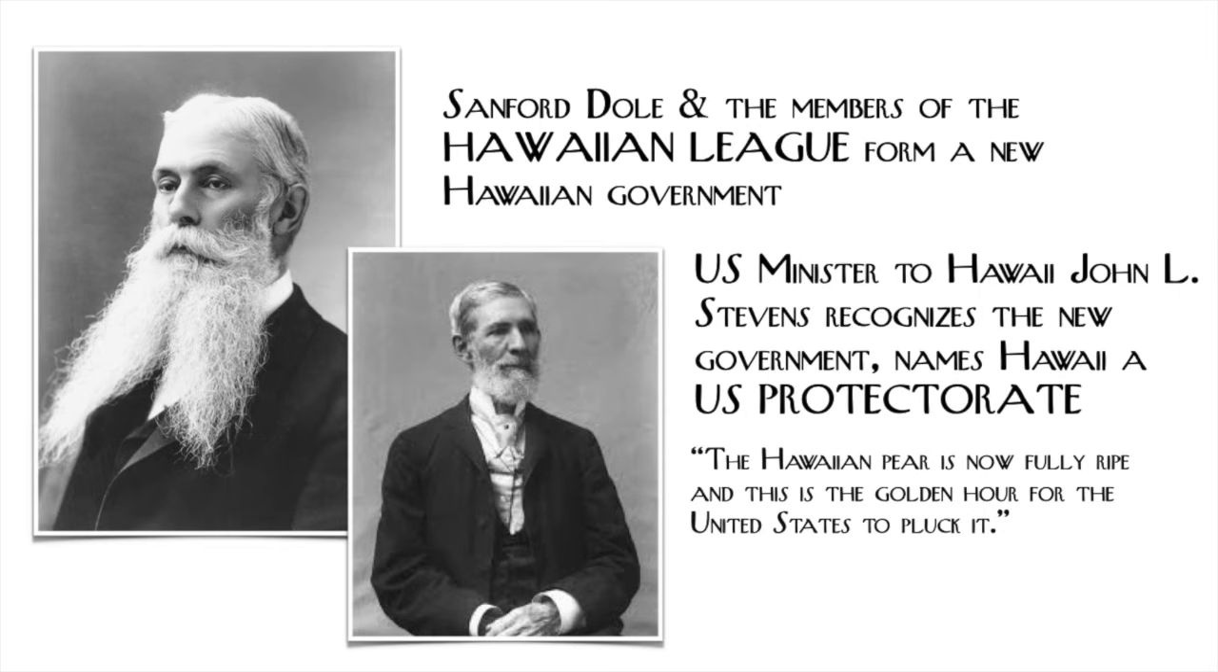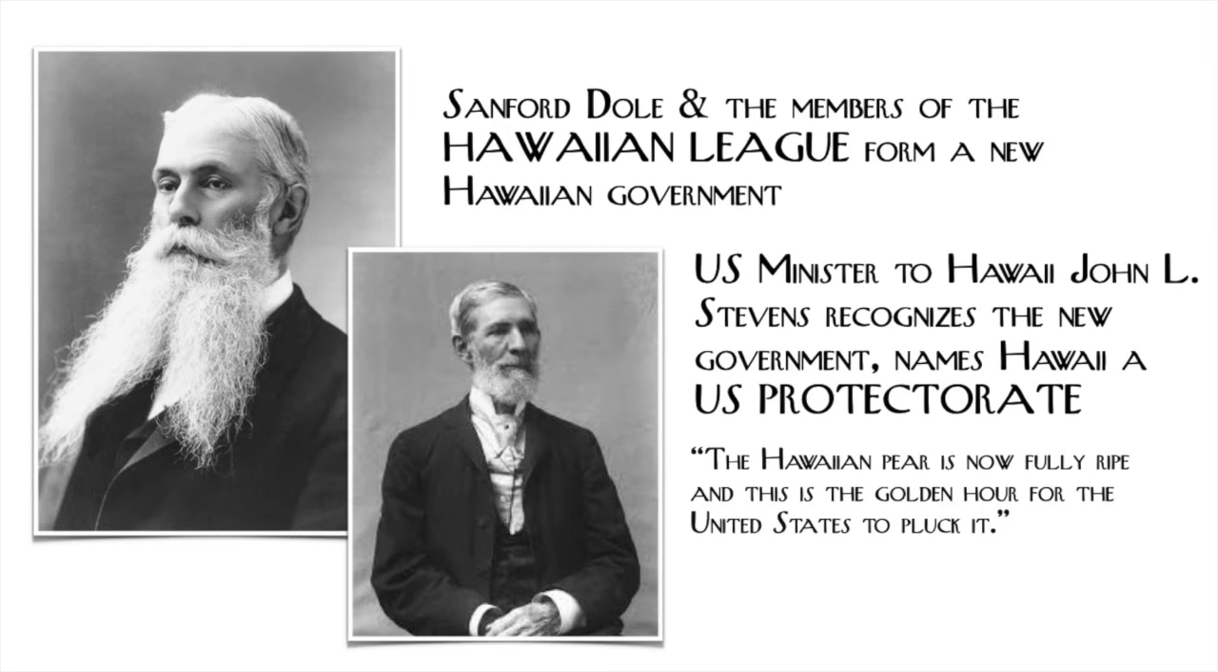The Hawaiian League, which is a group of men who own plantations and businesses in Hawaii, are going to establish a new provisional government in Hawaii led by Sanford Dole. That government is immediately recognized by U.S. Minister to Hawaii John L. Stevens, who names Hawaii a U.S. protectorate, saying that, quote, "The Hawaiian pear is now fully ripe, and this is the golden hour for the United States to pluck it."